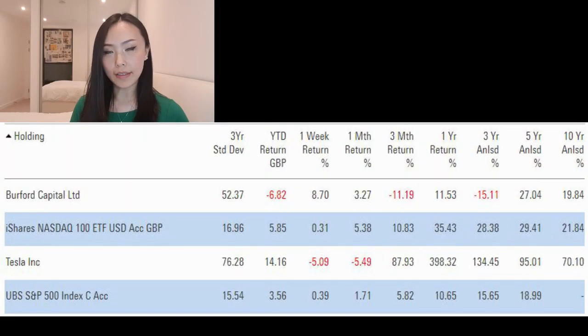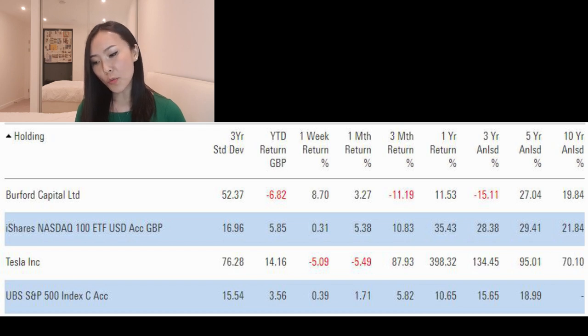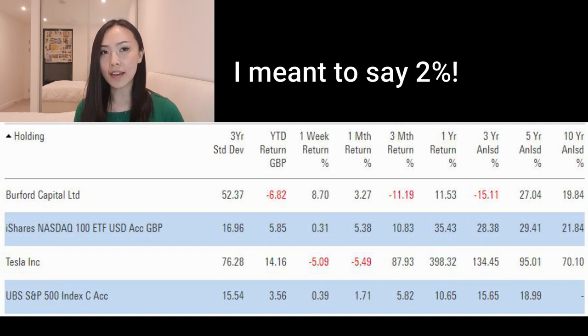Lastly, going back to the performance comparison table, if you had held Burford Capital for the last 10 years, it would have performed worse than Nasdaq 100. So you can see from the table that Nasdaq 100 would have returned 3% more each year over the last 10 years than Burford Capital share would have done.